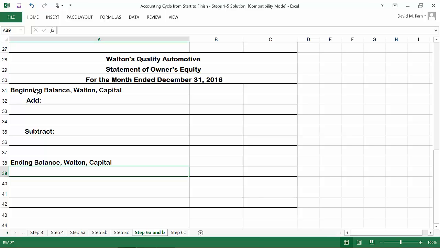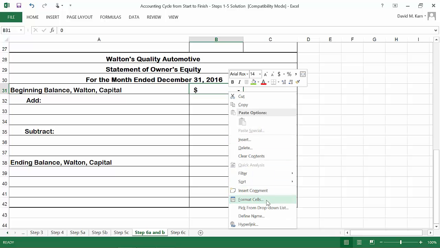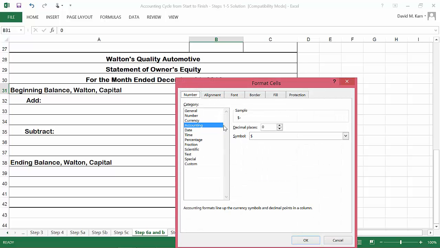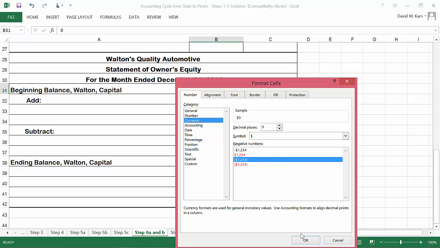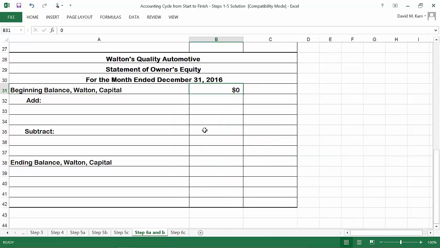Remember, we started this business in the month of December, so obviously the beginning balance of the capital account will be 0. So we would put that in there. And let's change the format of that. I want to change it so you can see it's 0. There we go.